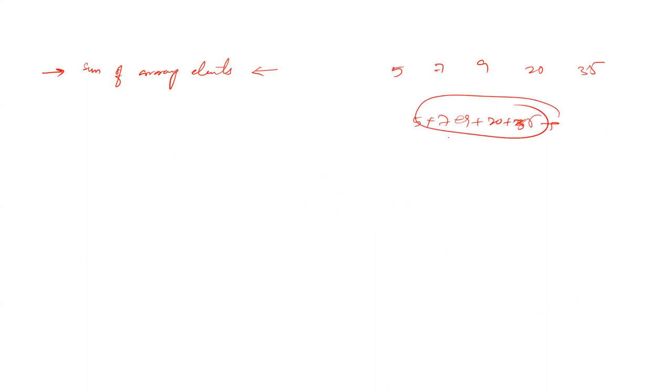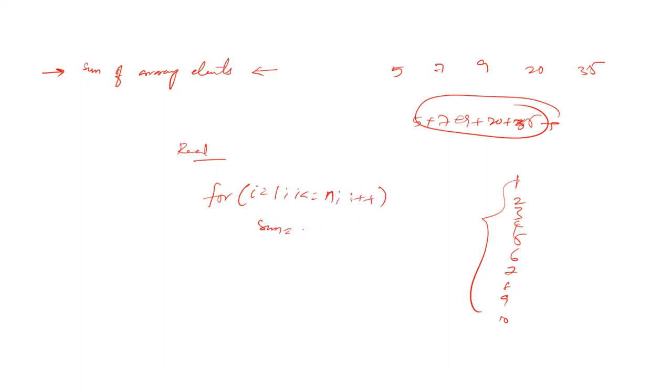How should it be done? Using a for loop, as in reading. In the previous cases, there were 1, 2, 3, 4, 5, 6, 7, 8, 9, 10, the sum of natural numbers. Do you remember the sum of natural numbers we did using a for loop? For i equal to 1, i less than or equal to n, where n is the size you entered, i plus plus, and sum equal to sum plus i. That is where i is the value going from the start to the end.